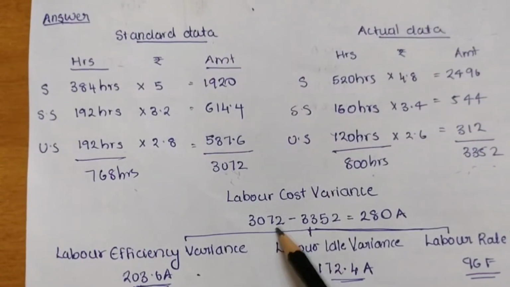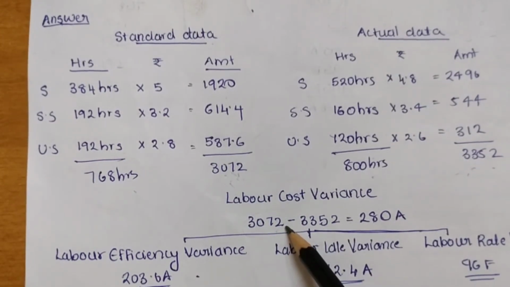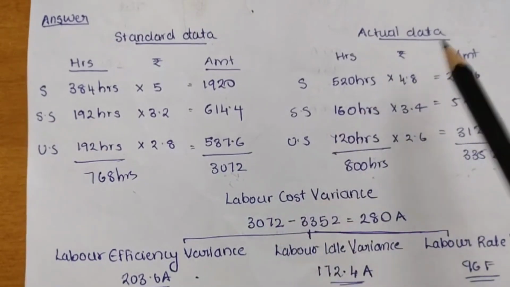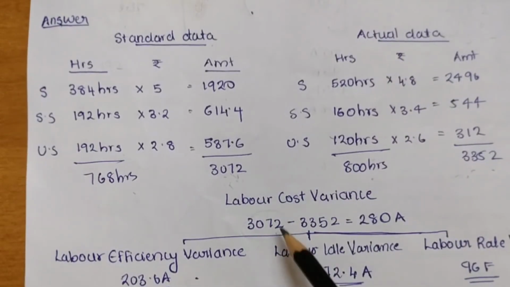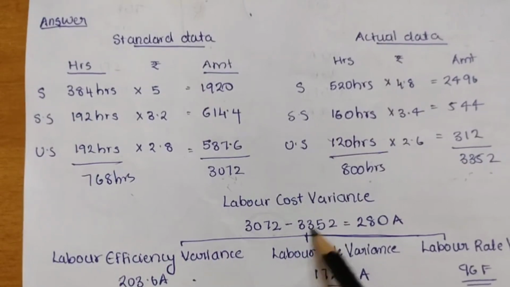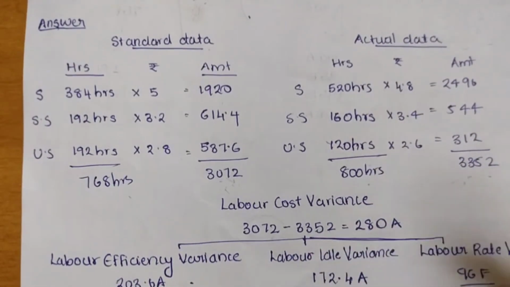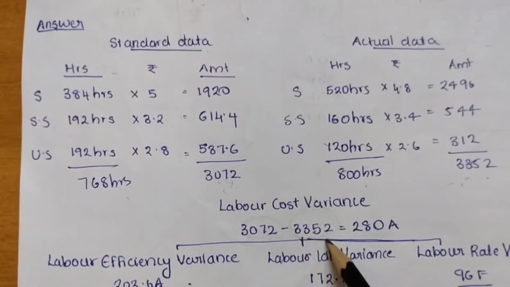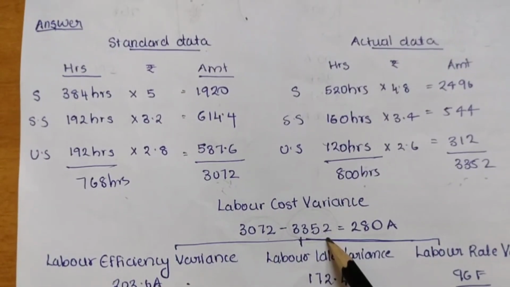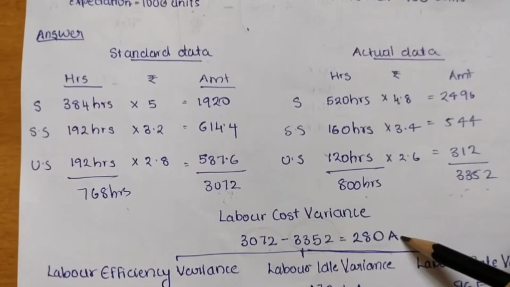See, the standard cost, the cost which we calculated on the basis of budget for the actual, was 3072. It was only 3072, but in reality, 3352 was incurred. So we subtract it, and you get the adverse case, because in reality the cost was actually higher. So it is an adverse case. That is why labor cost variance is adverse.